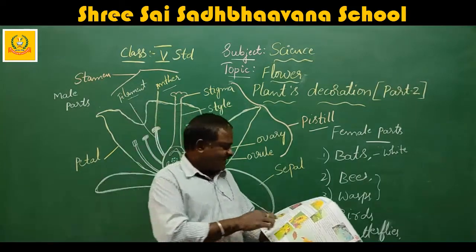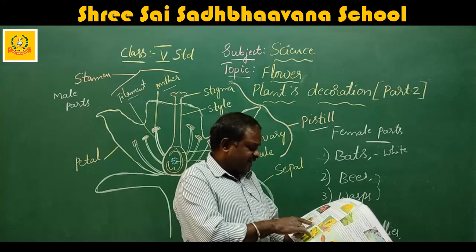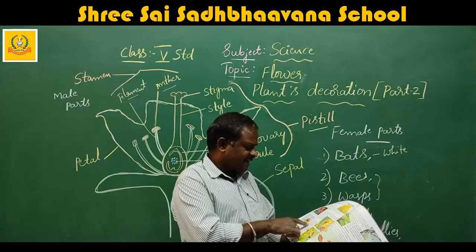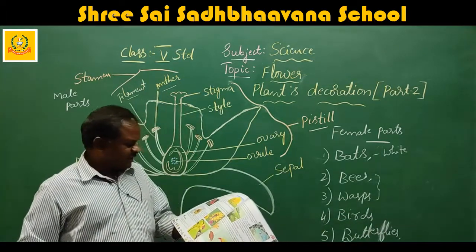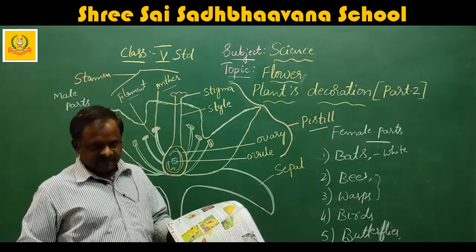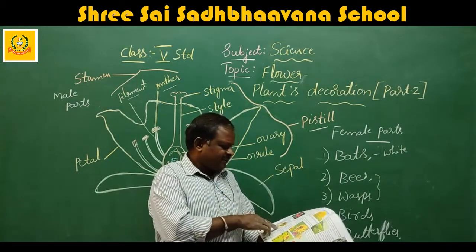Next, beetles. They prefer flowers with lots of pollen, dull white or green in color and mild in odor. That means very little smell. They also eat garden pests. That means beetles eat small insects.